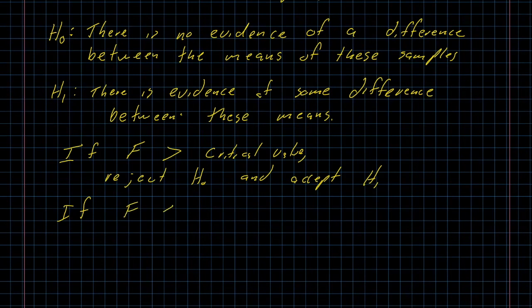If F is less than the critical value, we will accept the null hypothesis. Generally speaking, F equals the critical value is going to fall into the accept range as well, but equals almost never happens, and honestly, it's not worth worrying too much about.